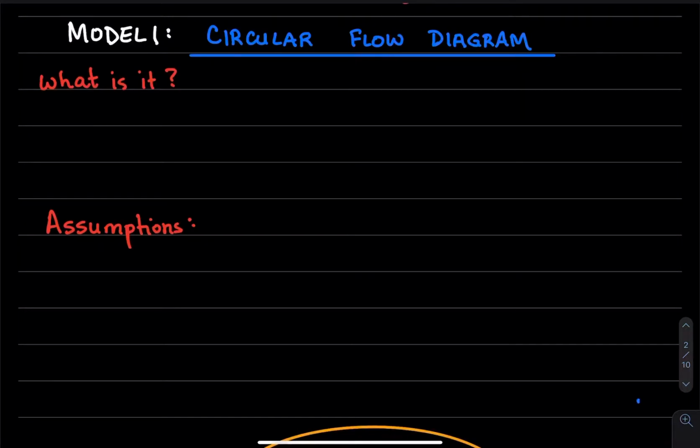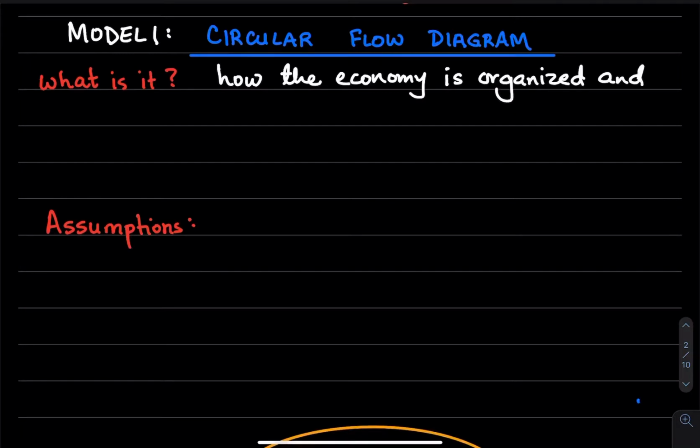The goal of this type of model is to explain in general terms how the economy is organized and how its participants interact with each other.